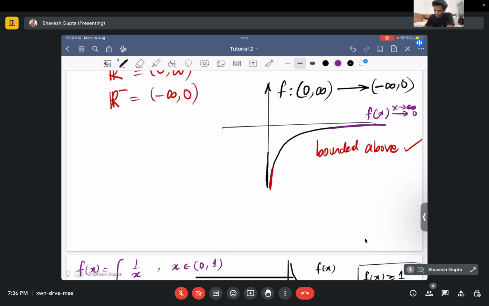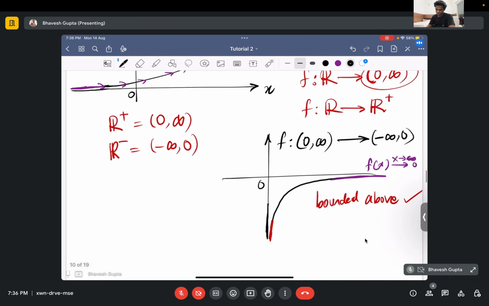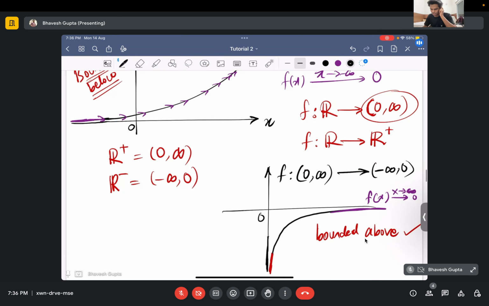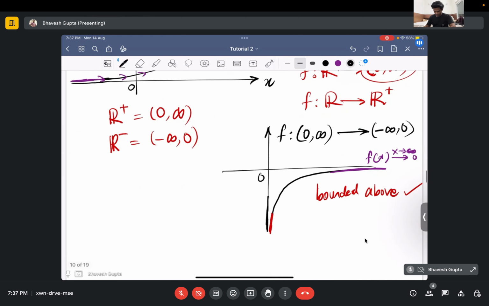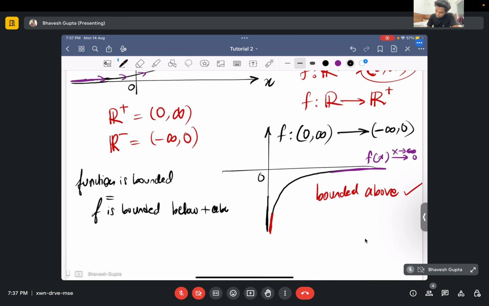So that's the idea over here, right? So you might have a situation in which the function is bounded above but not below, and vice versa. So we say that the function is bounded when it is bounded below plus above, both should be included. If any one of them is not included, then we don't say the function is bounded. Okay.